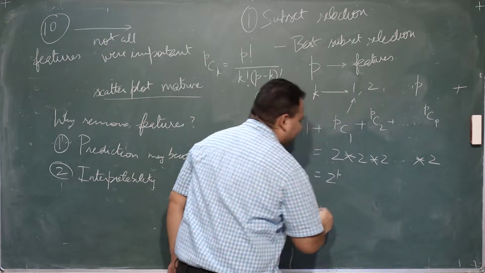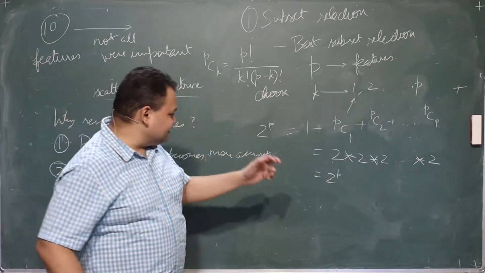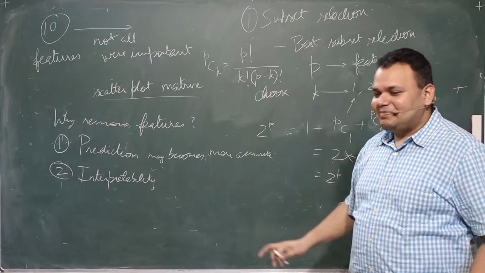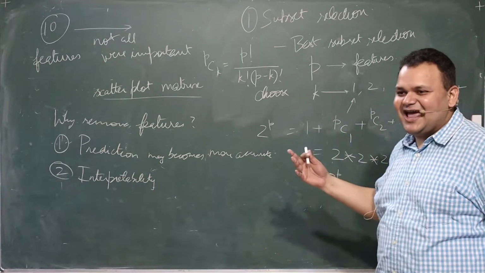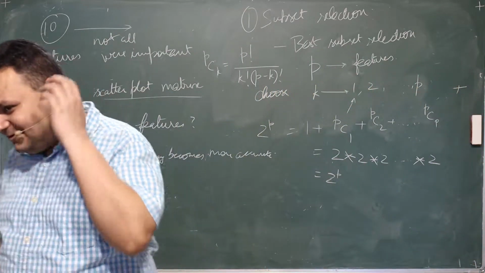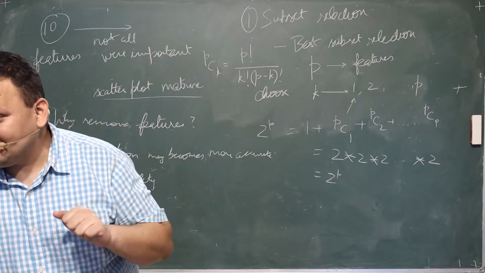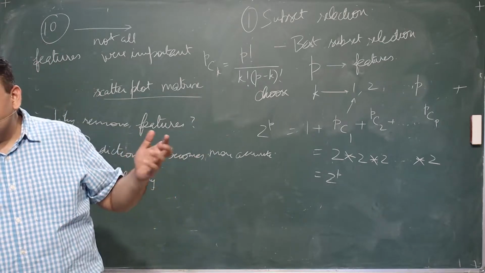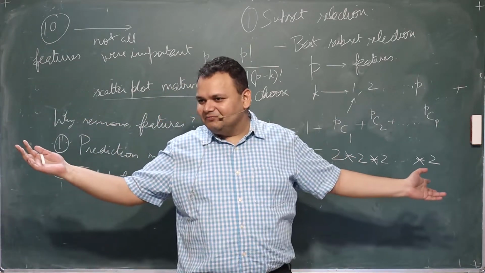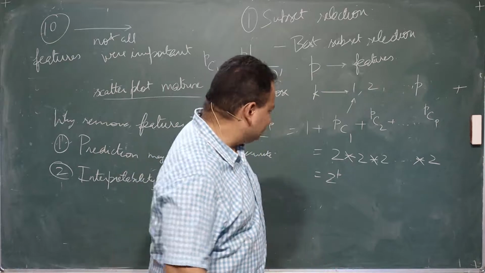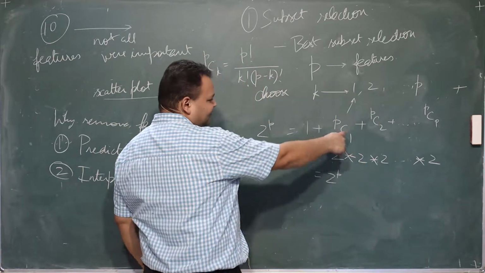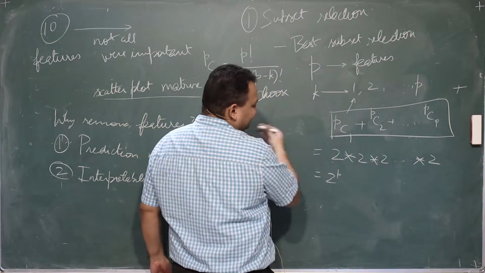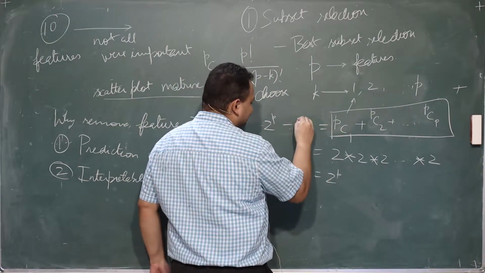And why do I do minus 1? Minus 1 क्यों कर रहा हूँ? Because this contains one such possibility, in the multiplication we have written, where we do not select any feature at all. None of them has been selected, which is not allowed. We have to select at least one feature. That is why we do 2 to the power p minus 1, which is equal to this quantity.